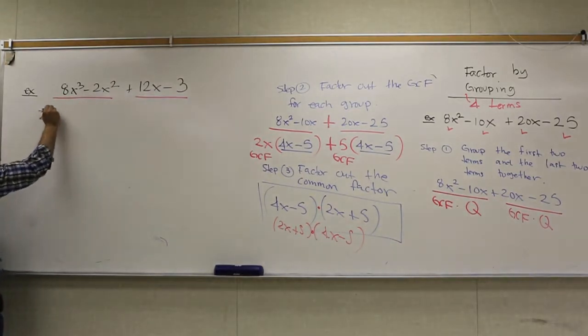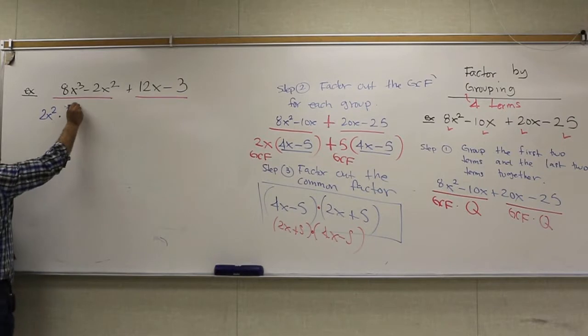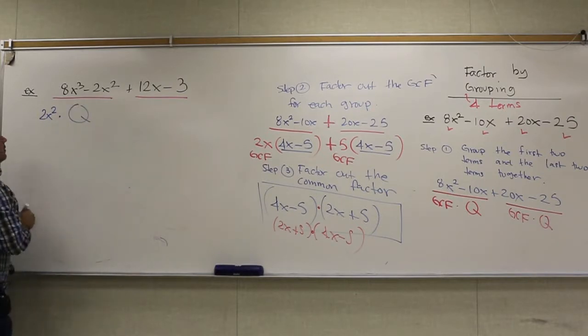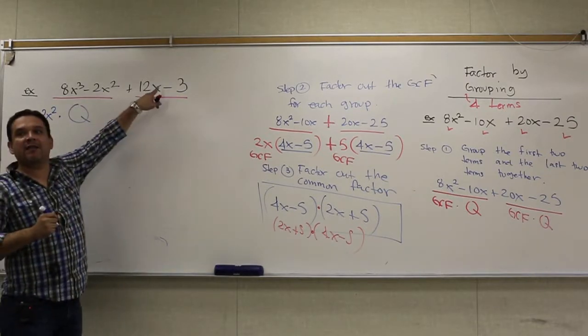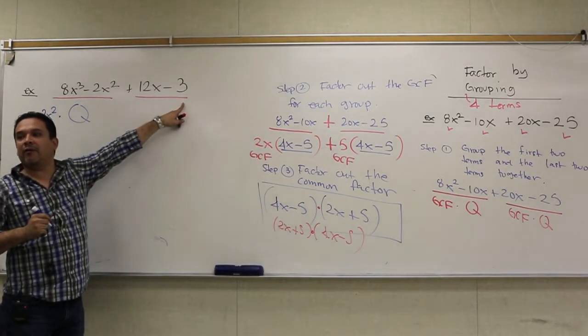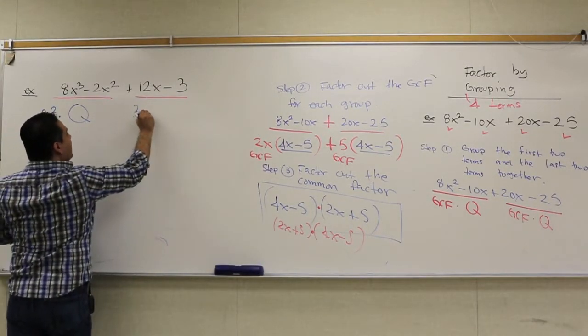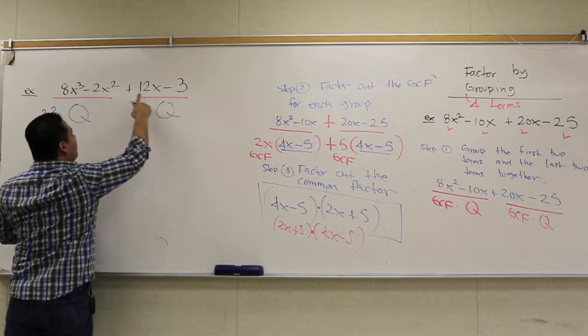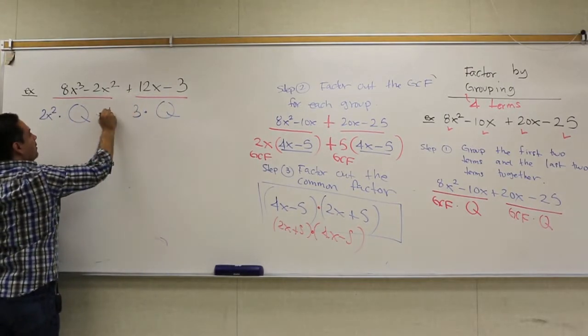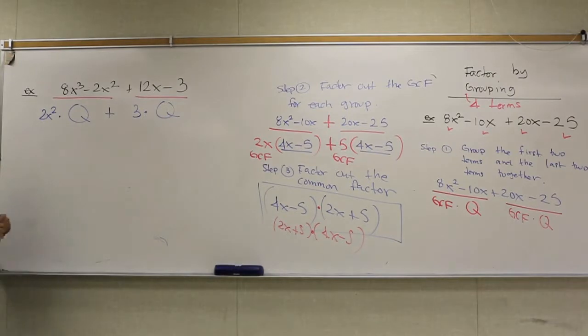2x squared, is that right? I need to multiply by some quotient. I don't know what it is. 12x and 3. Greatest common factor? 3. I got to multiply 3 with some quotient. Don't forget, what's the sign here? Plus. So now you guys have to tell me the quotients. Do your division.